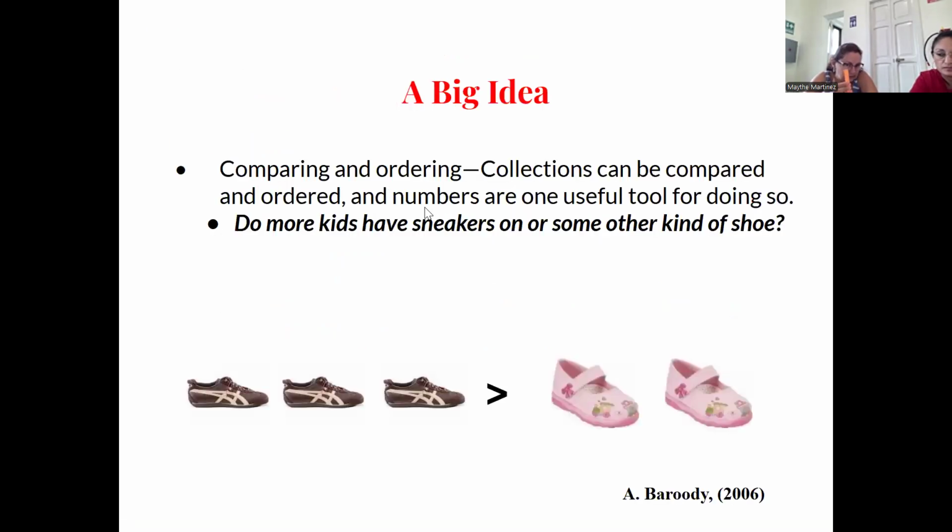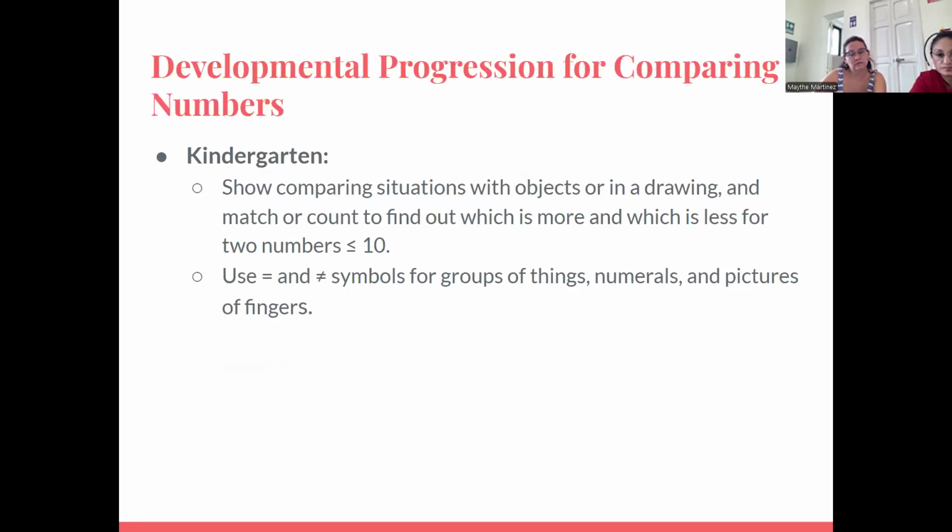Another big idea related to operations is comparing and ordering. What we mean by that is that collections, a group of numbers, can be compared and ordered, and numbers are a useful tool to do that. I'm going to skip this video, but what it means is what I was saying: more or less. Do we have more now? Do we have less now after we added, after we took away, after we did the subtraction? That's how we build the conceptual understanding that two numbers can be compared and then decide whether something is more or less.